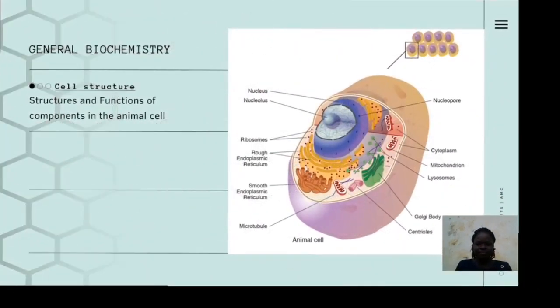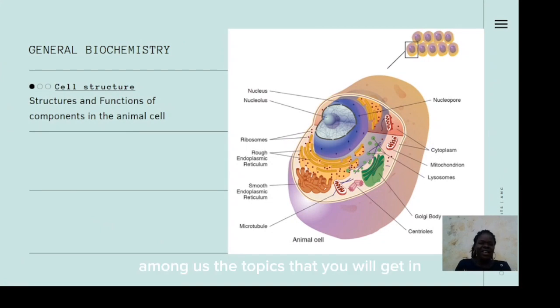And amongst the topics that you will get in general biochemistry, we shall start with talking about the cell structures, because everything starts from the cells. The cell is the basic unit of life. So we start by knowing the cell's components.